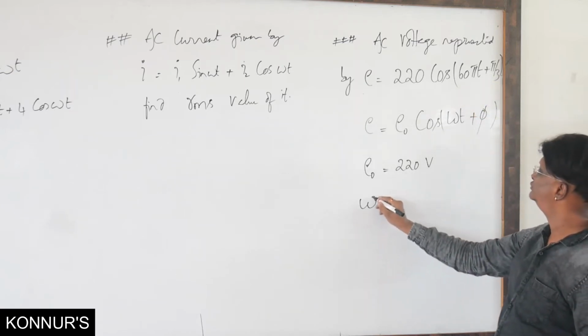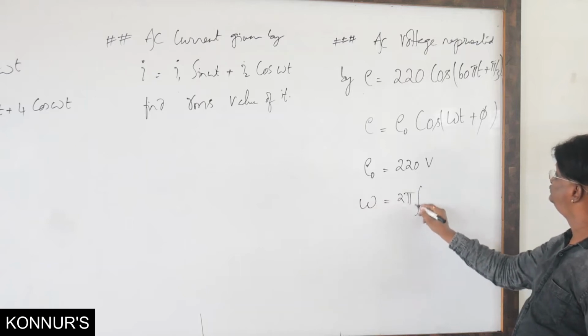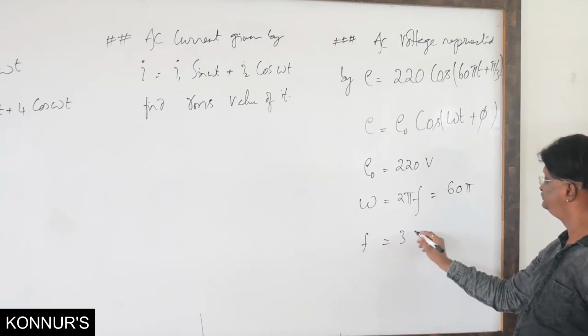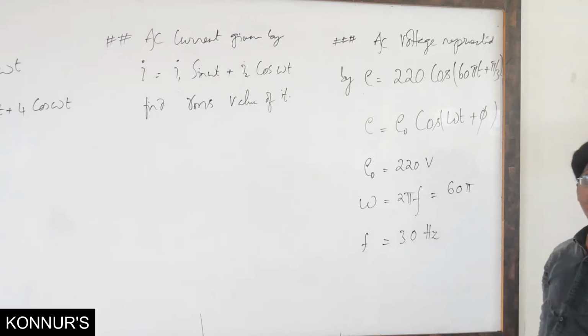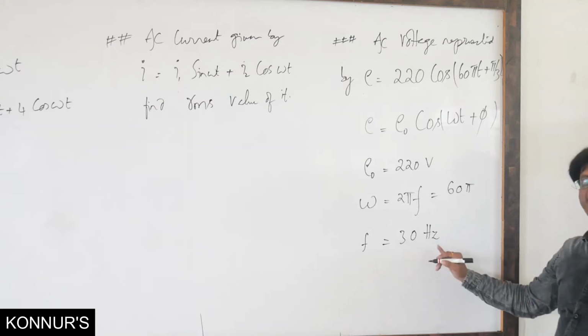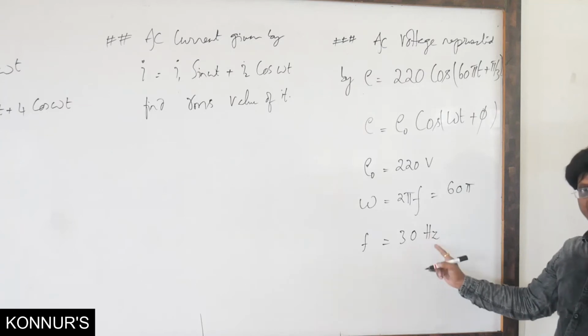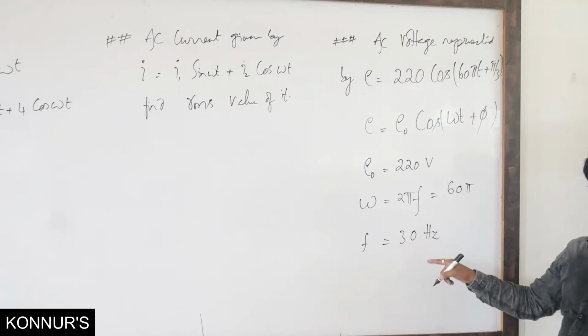Therefore omega value, which is 2 pi f, is 60 pi, and therefore f is 30 Hz. Now when we know the frequency, what is the meaning of this frequency, we have mentioned earlier. One more time let us repeat. Frequency 30 Hz means 30 positive half cycles in 1 second and 30 negative half cycles in the same 1 second. Remember, here it is 'and' not 'or'. 30 positive half cycles and 30 negative half cycles.